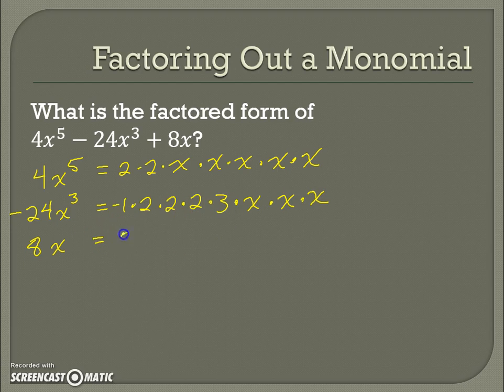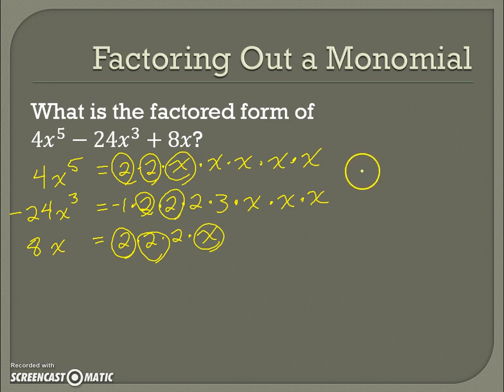Here I have 2 times 2 times 2 times x. And I go through and I find what do they all have. Well, here's a 2 and a 2 and a 2. Here's a 2, and a 2. Those 3s aren't going to be useful. Here's an x and here's an x. So the prime factorization is going to be 2 times 2 times x, which is the same thing as 4x.